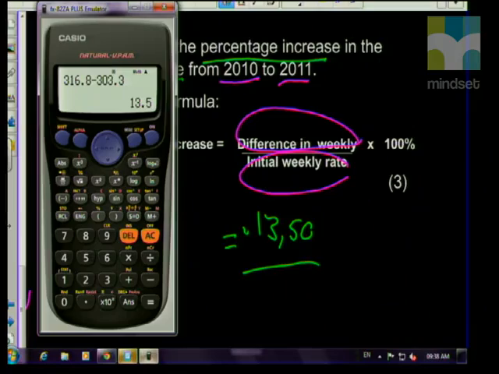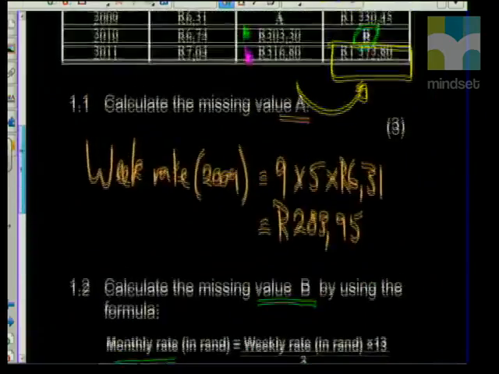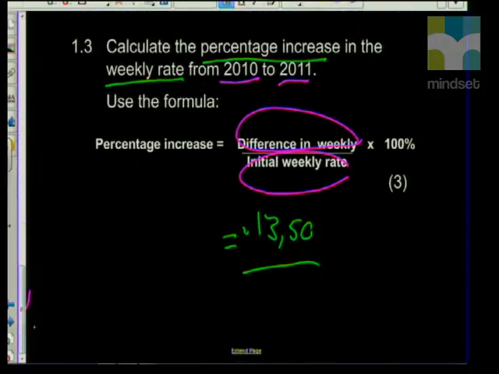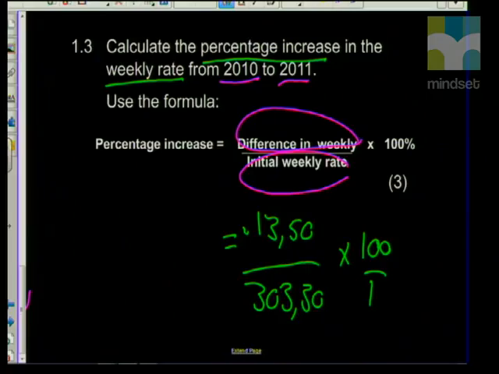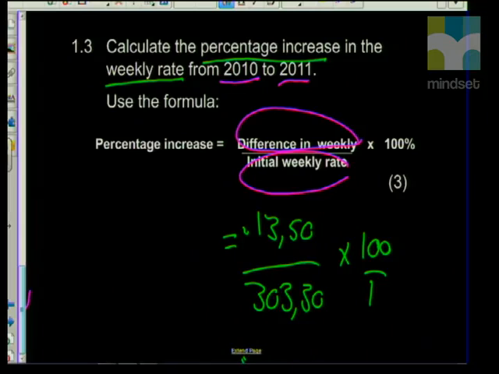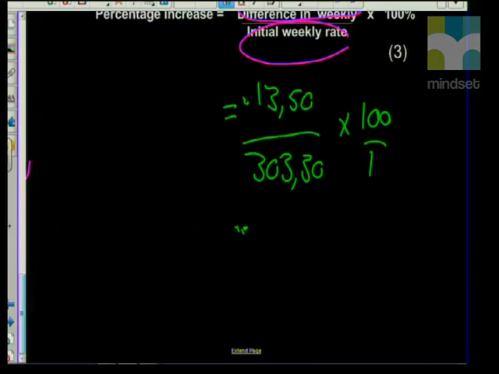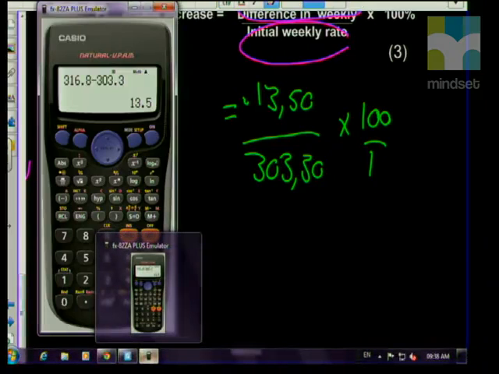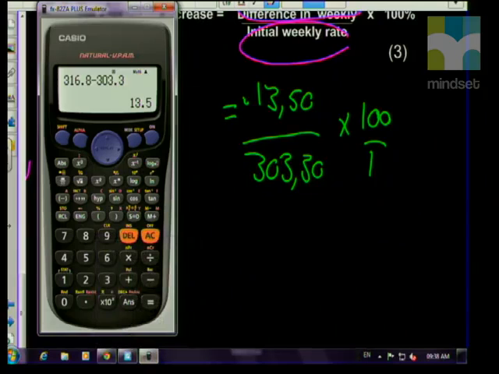What was my initial rate? Well, that was 303 Rand and 30 cents. There it is. 303 Rand and 30 cents. And we multiply that by 100 over 1. 100%, we're getting that percentage to get us the percentage value. So let's just extend the page, give us some space to be able to write in the answer, get the calculator up, and there we go. So there's my answer for the first part of the question.